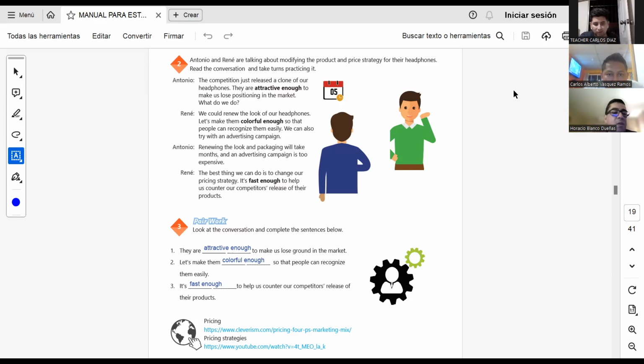Okay, well, thank you. Excellent. Good job. Let's see. Rebecca, number one, can you read the sentence? They are attractive enough to make us lose ground in the market. Good. Continue, Carlos Alberto. Number two: let's make them colorful enough so that people can recognize them easily. Good. Continue, Horacio. It's fast enough to help us counter our competitors' release of their products.